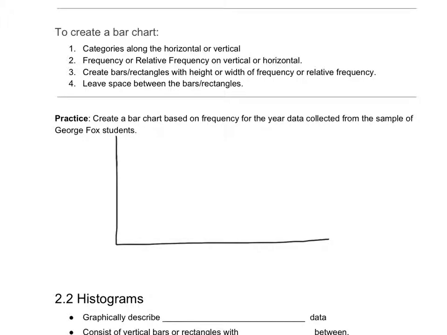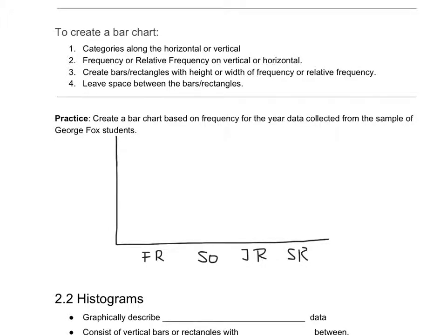Let's create a bar chart for the data collected for a year for George Fox students. So along the horizontal, we will put the categories: freshman, sophomore, junior, senior. And then along the vertical, let's use frequency.